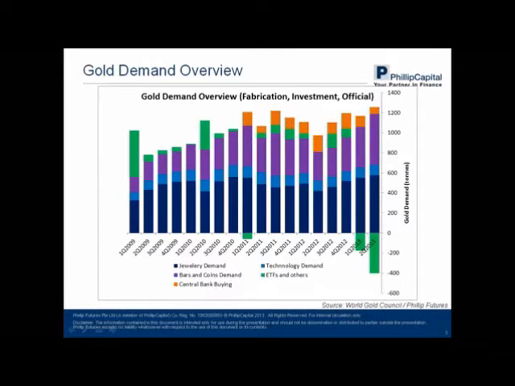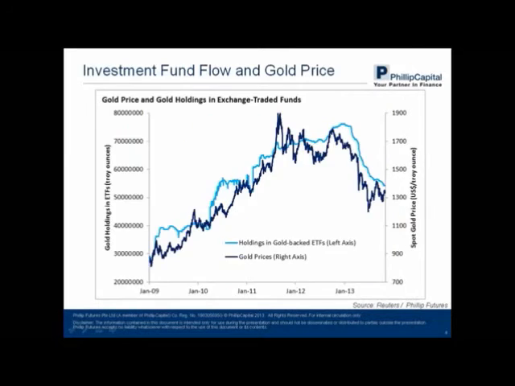Central banks only recently became net buyers of gold in 2011. Prior to that, they were net sellers of gold, contributing to supply instead of to demand. The largest demand sector is fabrication demand, contributing to more than half of total demand, whereas the most volatile demand is investment demand. As investment demand is the most variable portion of gold demand, changes in investment demand are most closely tied to gold prices.